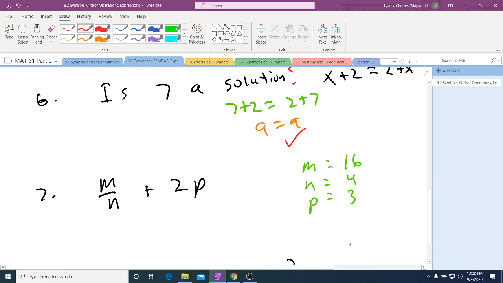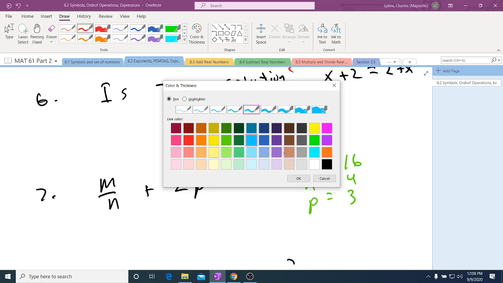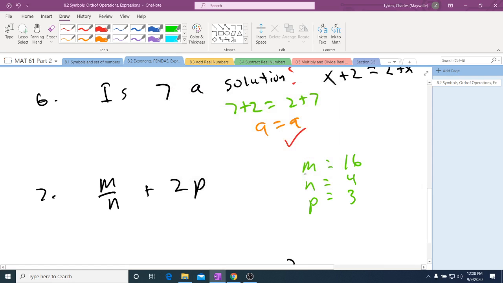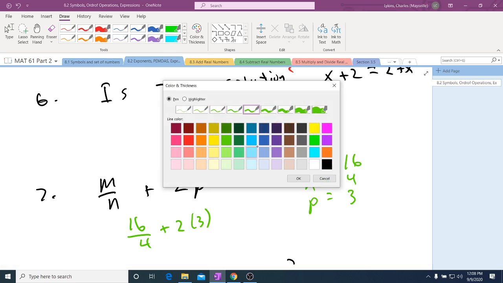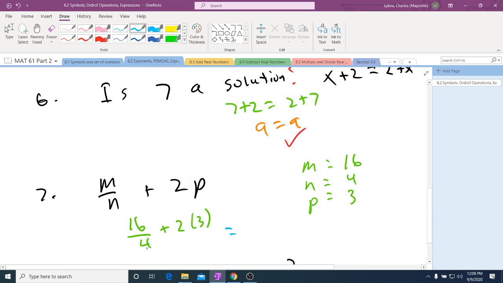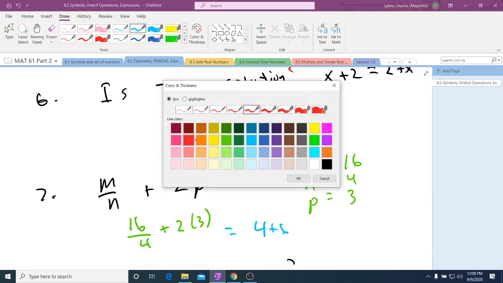Now the m over n plus 2p is an expression. So what I need to do is substitute my values in. Well, I know m is 16, n is 4, plus 2 times p, which is 3. Now 16 over 4 is 4. 2 times 3 is 6. So my answer is 10.